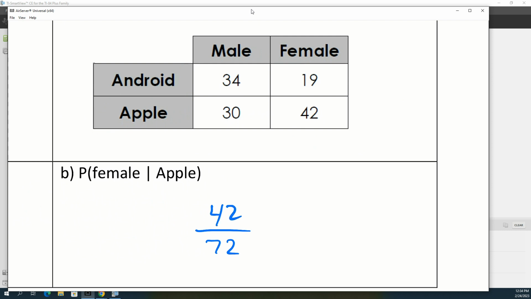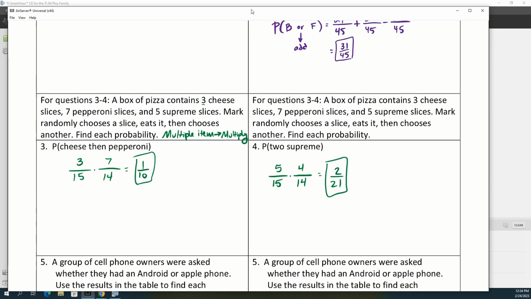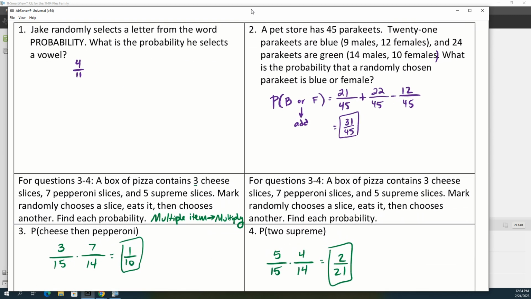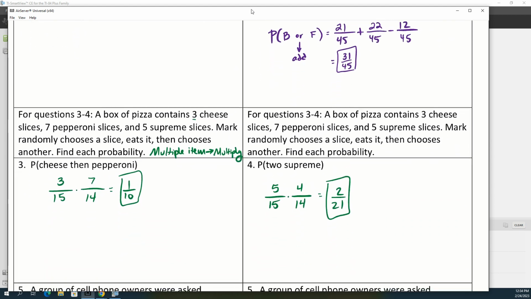All right, so that's pretty much what your quiz is going to be. Just make sure you read it because every situation is different, but the same processes are done. Do you have any last minute questions?